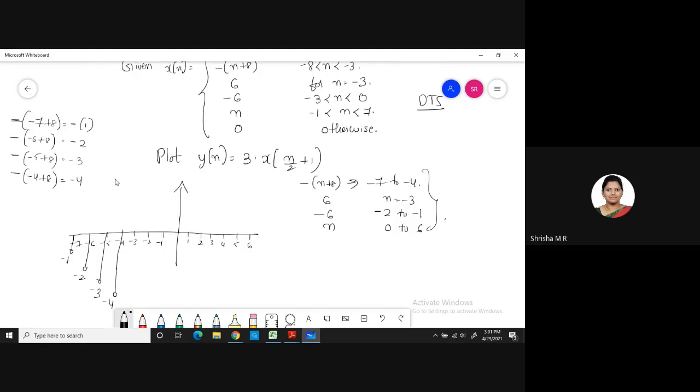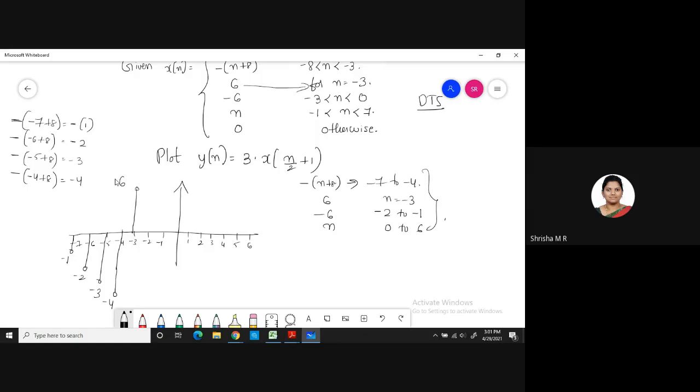And they have given it is 6 for n is equal to minus 3. Correct? It is 6 for n is equal to minus 3. So at n is equal to minus 3, it is 6. Okay.